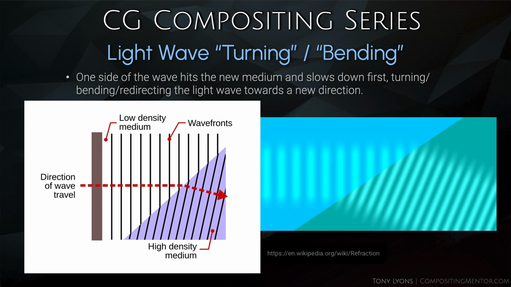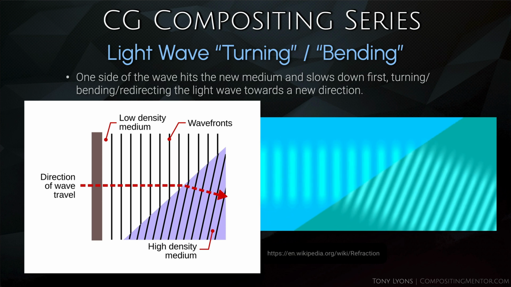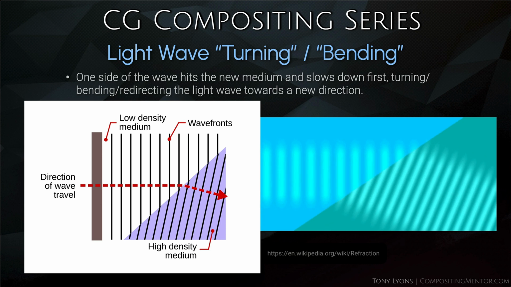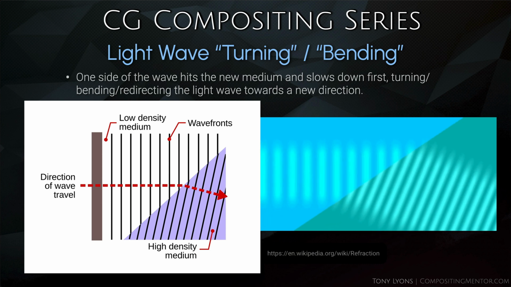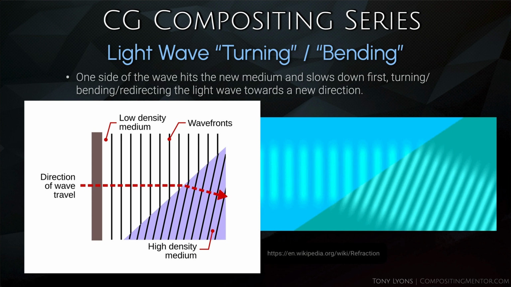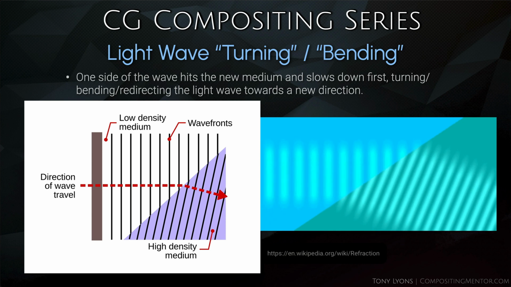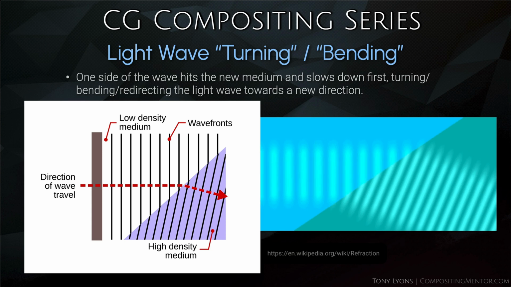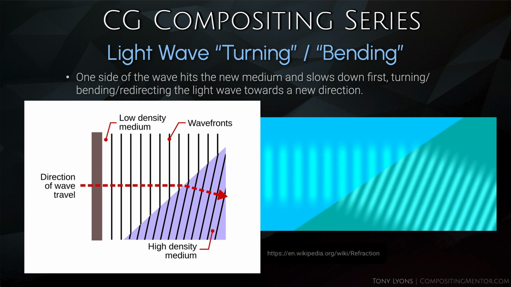Just imagine a car going down a road and one of the tires hits sand before the other tire hits. So one of the tires would slow down and turn the direction of that car. It's basically the same thing that is happening here. And it's actually why the angle of where the light is hitting is very important, because the harsher the angle that it hits, the more the light will end up turning.